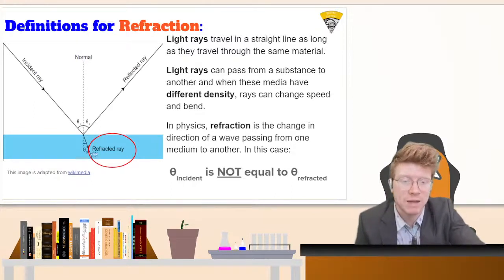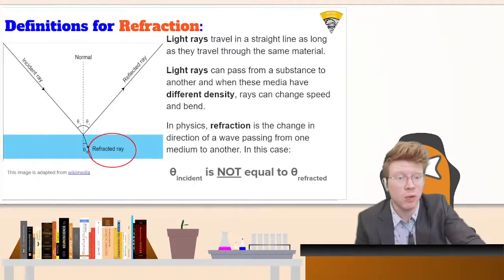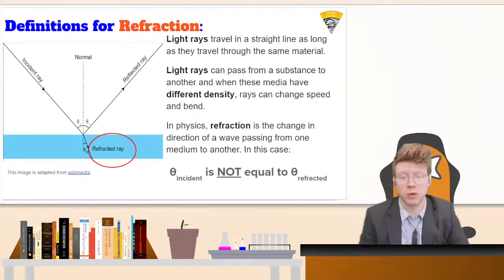We see that the ray is bent, and it's bent towards the normal. Therefore, the incident ray is actually at a larger angle than the refracted ray. The refracted ray is smaller because it's been bent towards the normal.